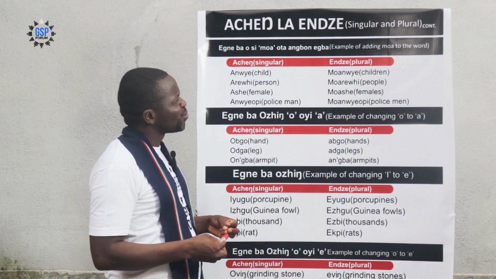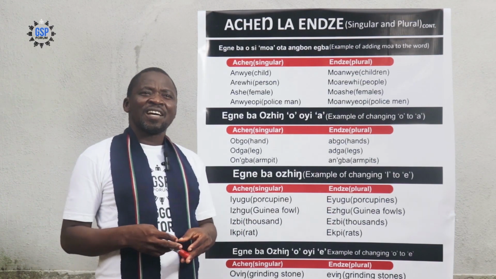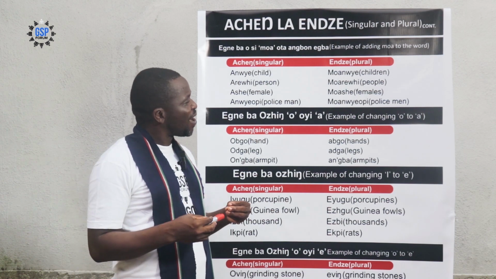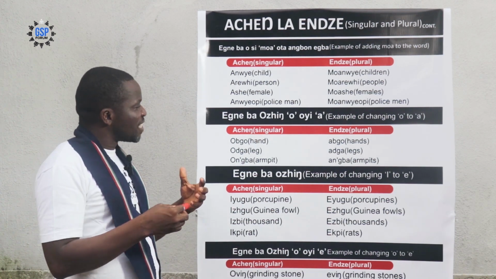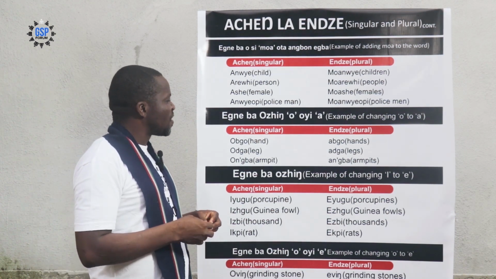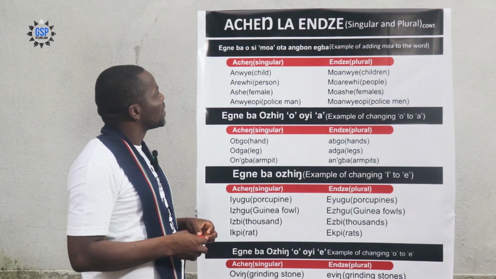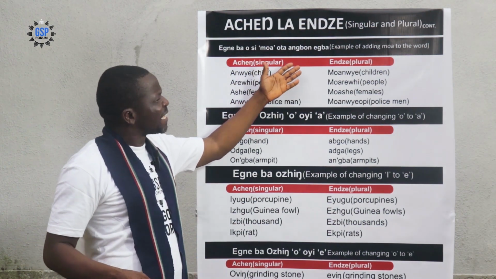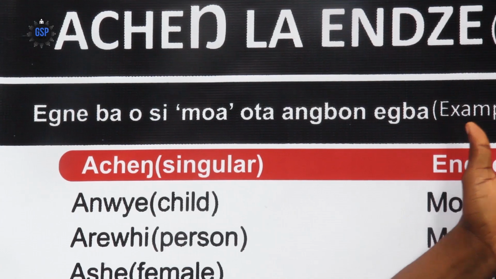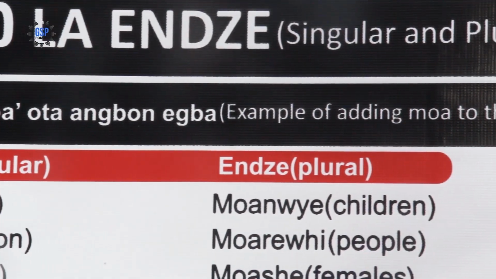Yes, I have told you how we can get the Eggon singular and the plural. Now let's move to the example of adding more to the word.